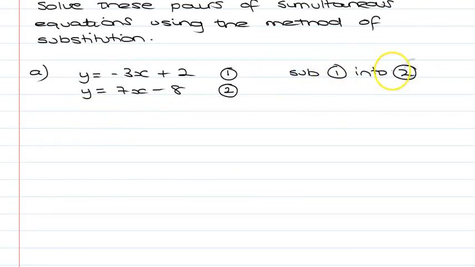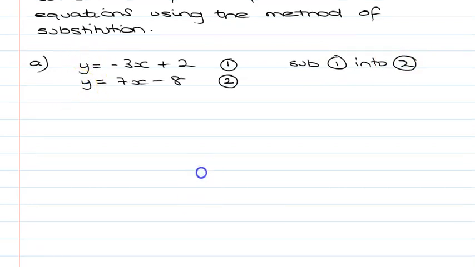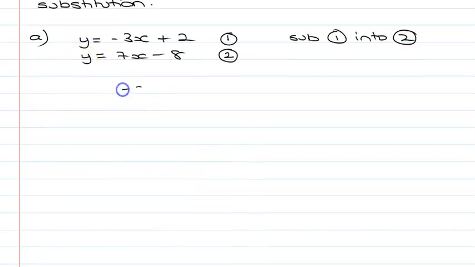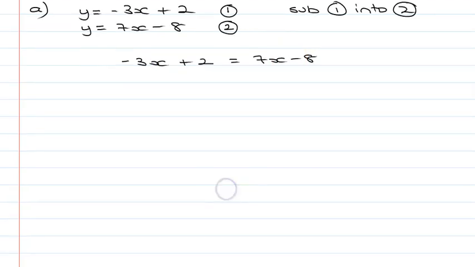Okay? And by subbing 1 into 2, because this is equal to y and this is equal to y, that just means putting the two equations equal to each other. So minus 3x plus 2, which is equation 1, equals equation 2, which is 7x minus 8. Now what we have is an equation formed in terms of the variable x only. So it's just a case of solving the equation as normal. You can show your working down the right hand side if you wish, if that's what you're used to doing. Otherwise, by this point we know what we're doing.